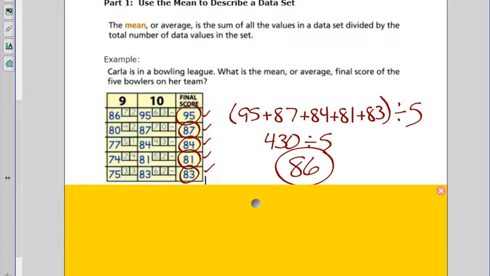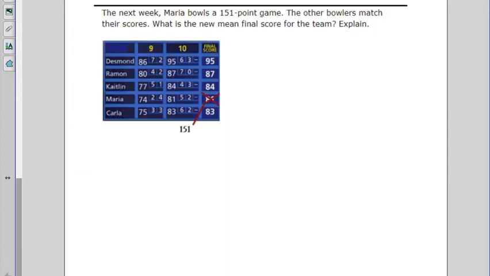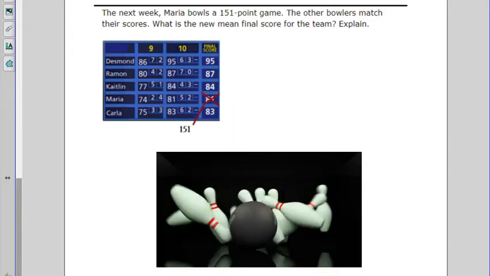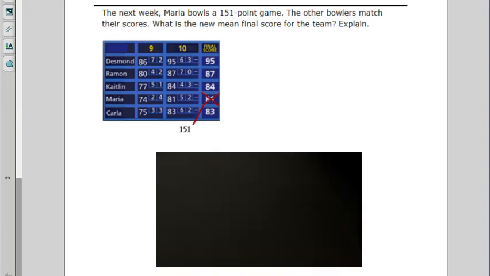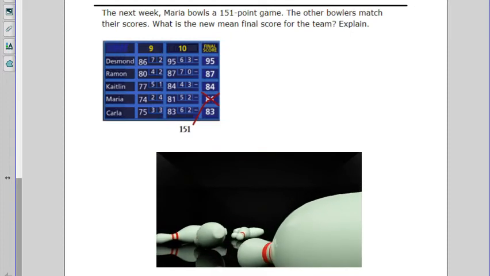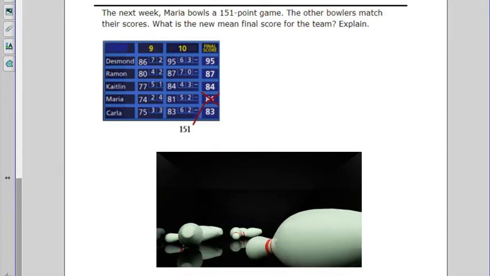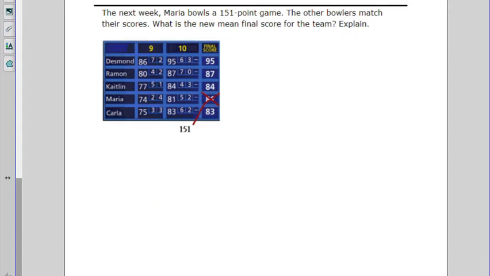That's the average. Here's one for you to try. The next week, Maria bowls a 151. Nice job, Maria. And the other bowlers match their scores. They get the same scores. We want to calculate the new mean for all 5 people on the bowling team. So go ahead and give that a shot, and we'll talk about it in class.